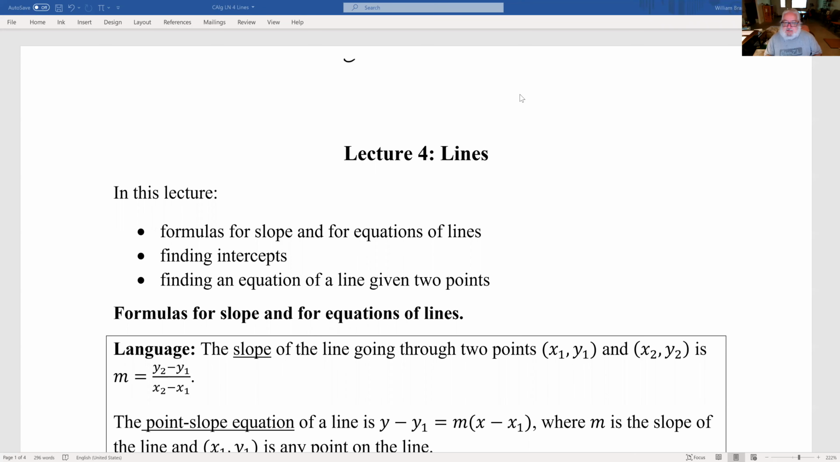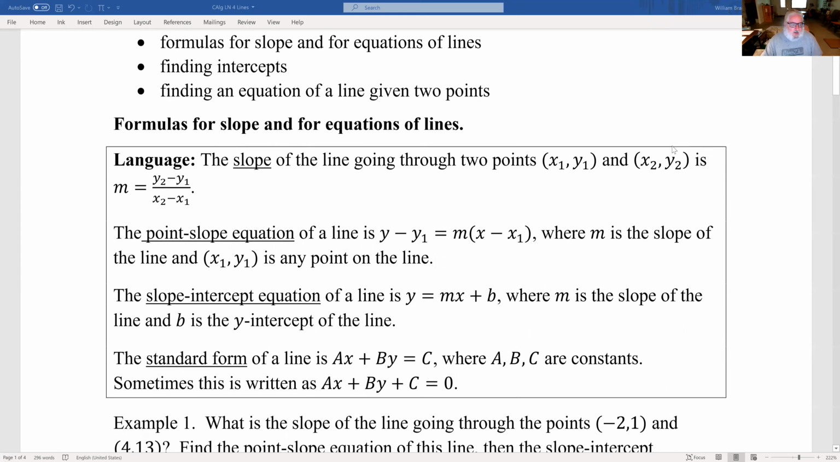Okay, so lecture 4 is on lines. In this lecture, we'll learn about formulas for slope and for equations of a line, finding intercepts, and finding an equation of a line given 2 points.